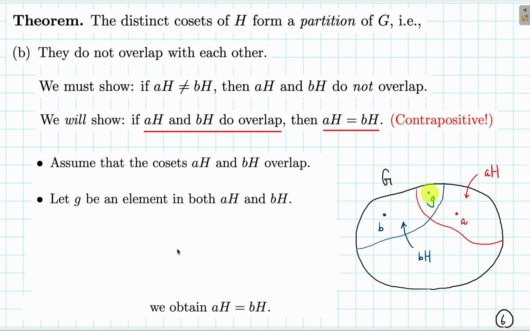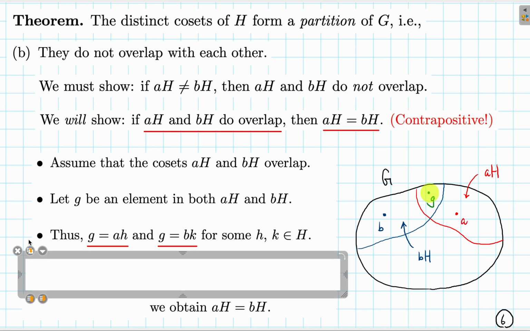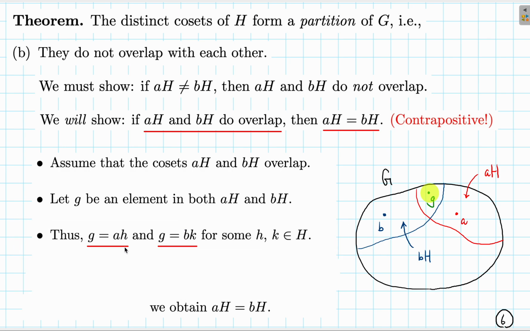Now that means we know what that element little g has to look like. In particular, because it's in the coset AH, it has to look like a times little h. And likewise, it has to look like b times little k, where little h and little k are both elements of the subgroup H. And now we can say that ah and bk, those two elements, must be equal to each other because they're both equal to g. And so that's our next step, that ah is equal to bk.